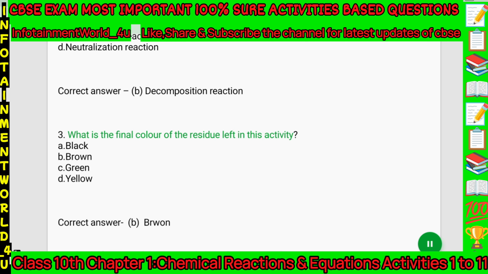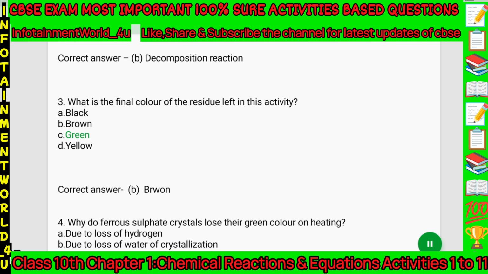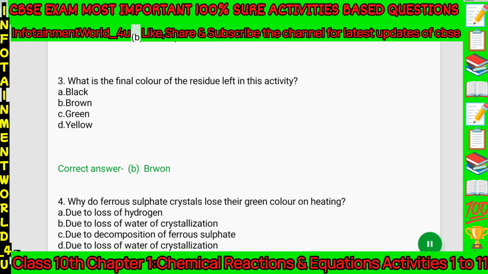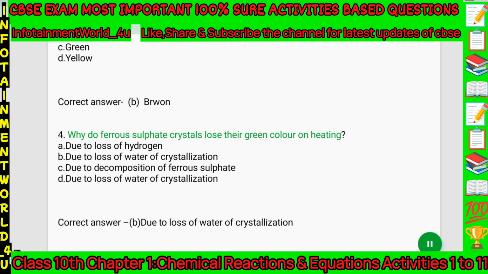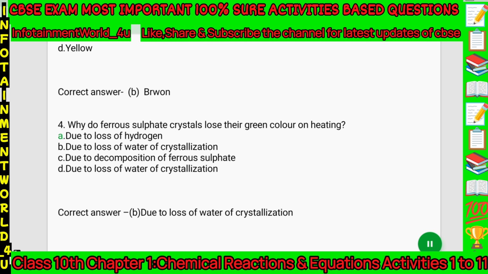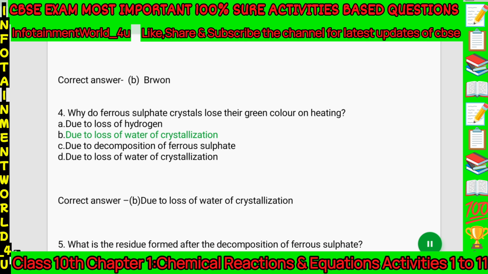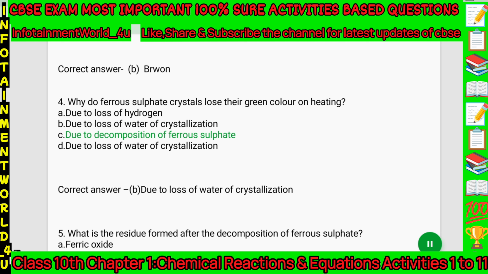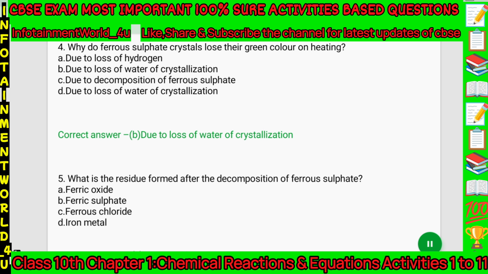3. What is the final color of the residue left in this activity? A. Black. B. Brown. C. Green. D. Yellow. Correct answer B. Brown. 4. Why do ferrous sulfate crystals lose their green color on heating? A. Due to loss of hydrogen. B. Due to loss of water of crystallization. C. Due to decomposition of ferrous sulfate. D. Due to loss of water of crystallization. Correct answer B, due to loss of water of crystallization.